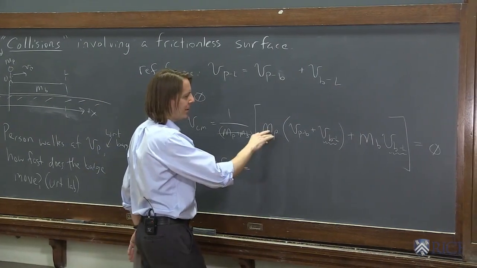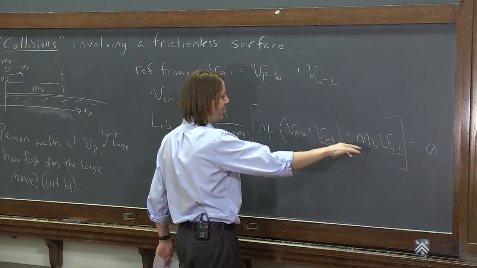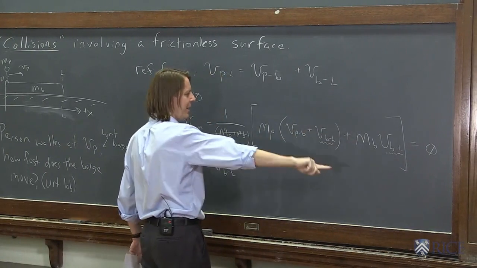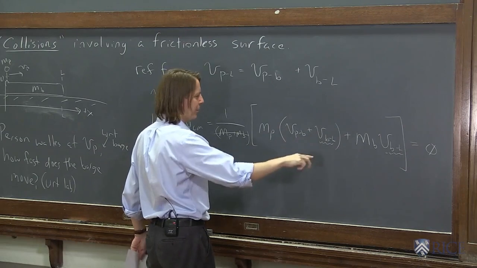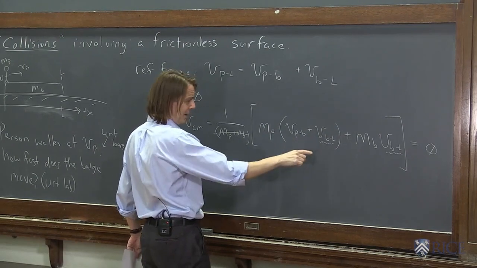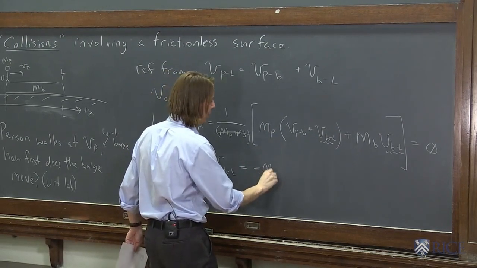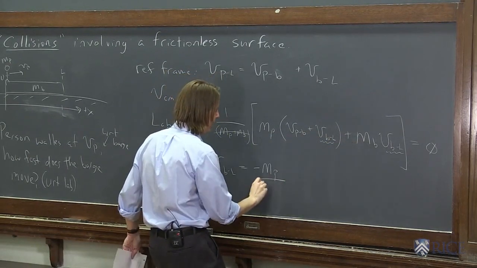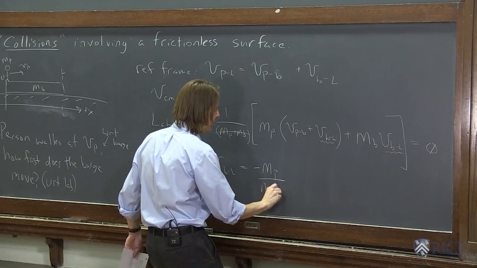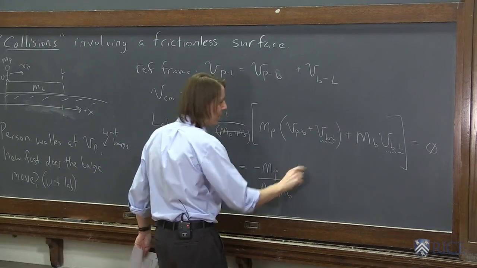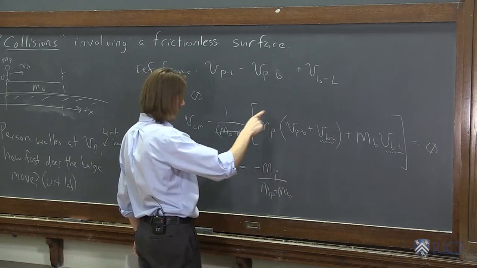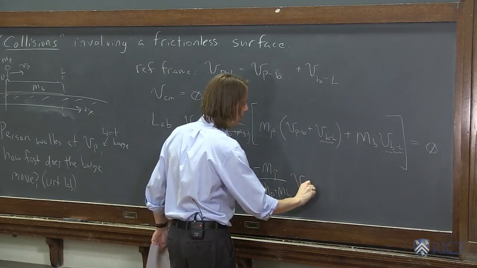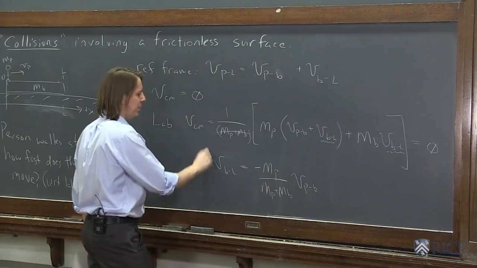So what would I do? I've got MP, MP, MB, MB. I would take the MP term to the other side and divide by the total mass. So I'm going to get a negative. MP over the sum MP plus MB, times the velocity of the person in the barge frame. And that's actually what you were given in the problem.